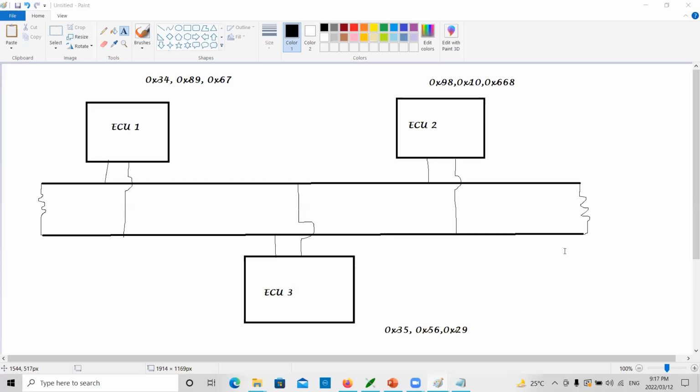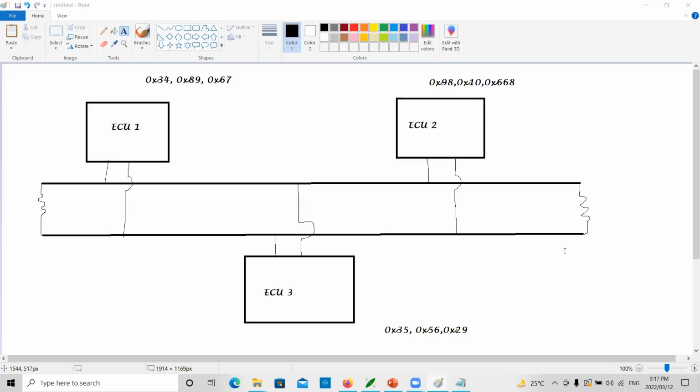Okay, let me tell you the scenario. This bus is free. That is the first condition. And then I have 5 nodes in the bus. That is the second condition. Each node has a ready-made message to transmit. Now, arbitration will happen between how many messages?